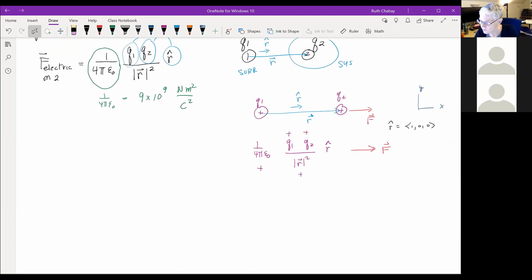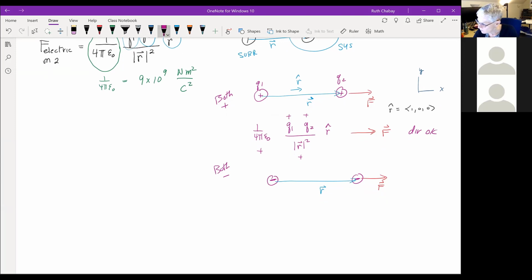What if they're both negative? If they're both negative, we have a negative and a negative. r is still the same. We still expect a repulsive force, so we still expect the force to go that way. And what we've got here is 1 over 4 pi epsilon 0. That's 9 times 10 to the 9th, so that's positive. We have q1, which is here.